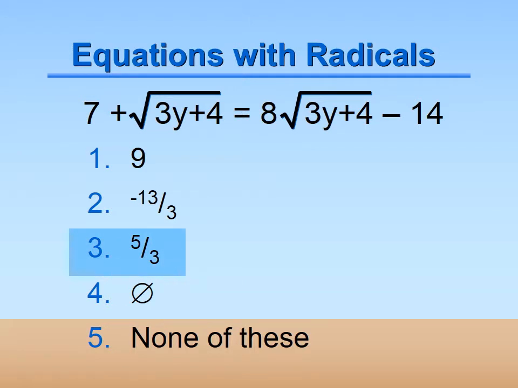All right, you should have gotten the answer 5/3, because if you would have subtracted the square root of 3y plus 4 from both sides, you would have been left with 7 equals 7 square roots of 3y plus 4 minus 14. And then you would have added 14 to both sides, and when you did that, 7 plus 14 is 21. And then 21 divided by 7 is 3, and then 3 squared is 9, and then 9 minus 4 is 5, and then 5 divided by 3 is just 5 over 3, which is option number 3.